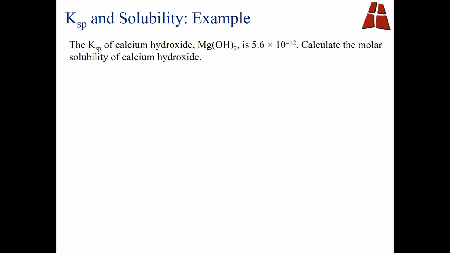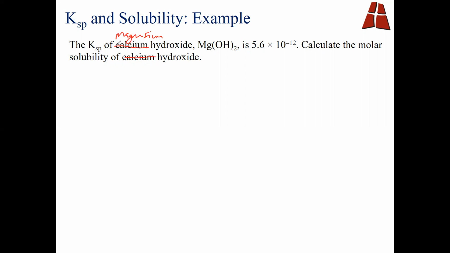Okay, so here's another practice problem. I would recommend, again, giving it a try yourself before I go through it, just so you know how you would approach it, in case it's different from how I approach it. In this one, the Ksp of calcium hydroxide, and I forgot to change that. That shouldn't say calcium, that should say magnesium. So magnesium hydroxide, sorry about that. The Ksp of magnesium hydroxide is 5.6 times 10 to the negative 12th. Calculate the molar solubility, again, of magnesium hydroxide.